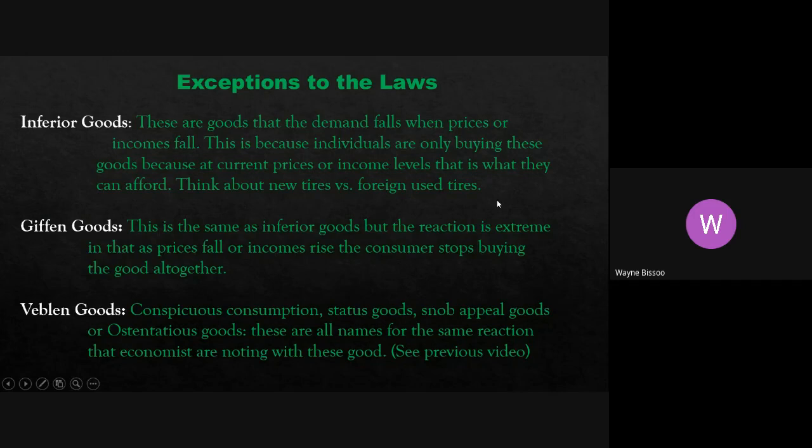Now, generally foreign used tires are cheaper than new tires because they're used, correct? Hoping you all agree with me here, maybe. Yeah, and we should also talk about people buying stale meat and rotten potatoes and all that kind of stuff. Right. And the reason for that is because that's what their income can afford, or at the current prices, that's what people can afford.